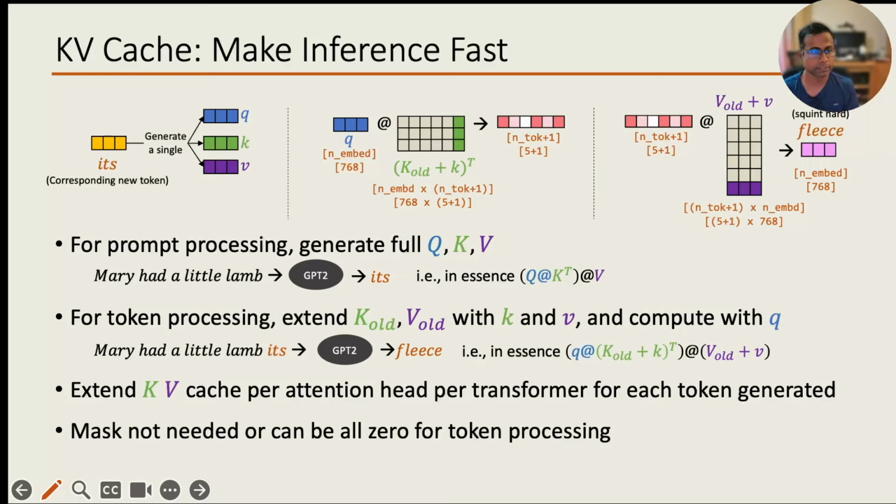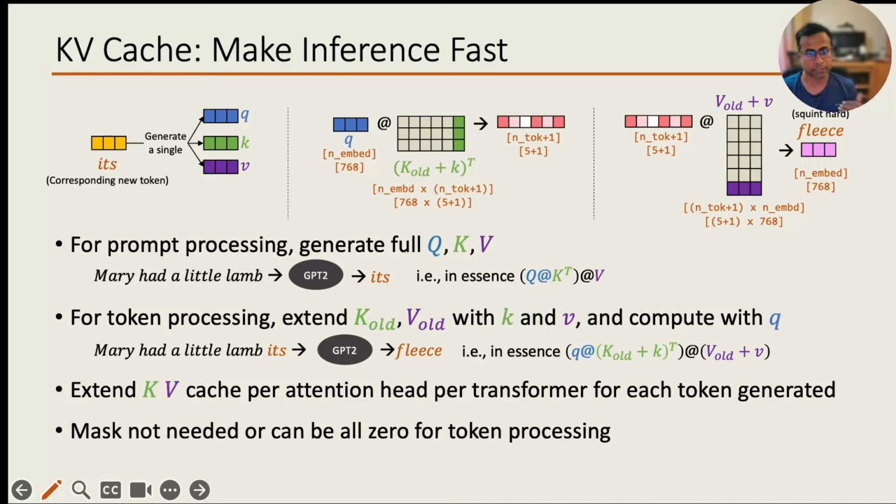So that's the idea of this KV cache, and that's why this prompt phase is usually called the pre-filling phase, because during the prompt phase what you're doing is you're just filling up a cache. You're filling up your cache with the k and v values for all the input prompt tokens, and after that you keep appending one token at a time to your k cache and your v cache.